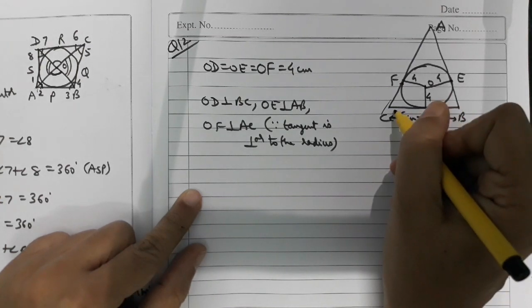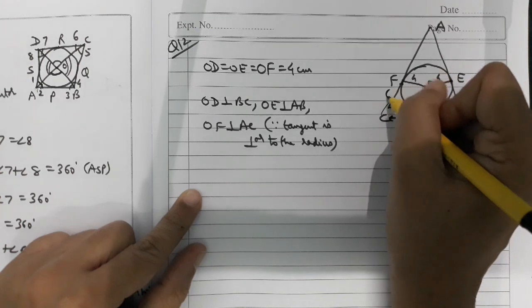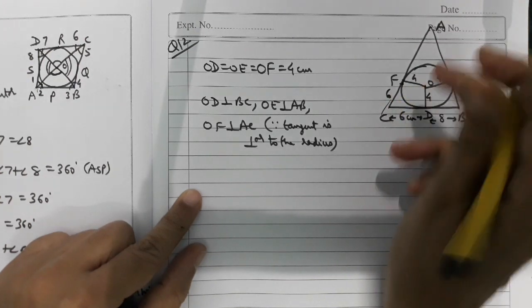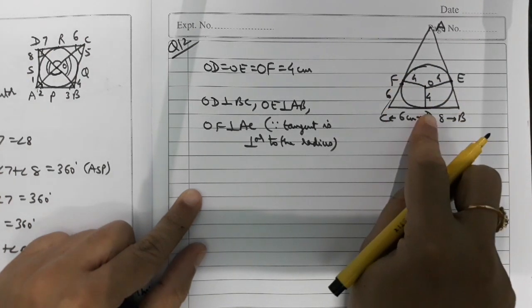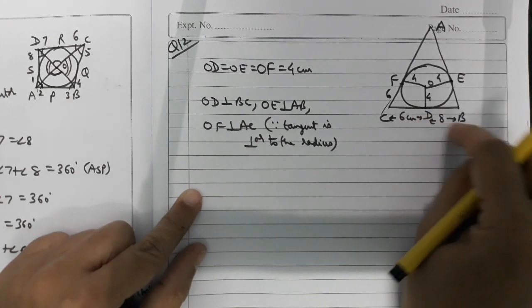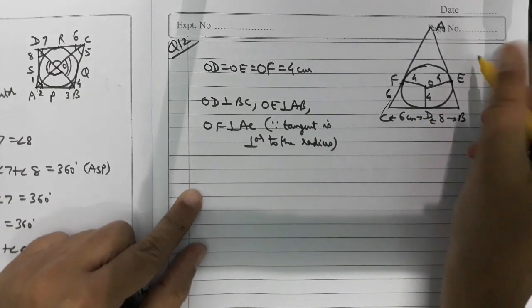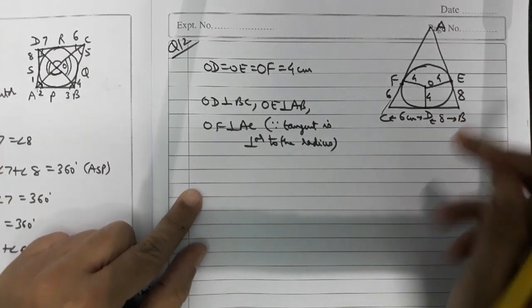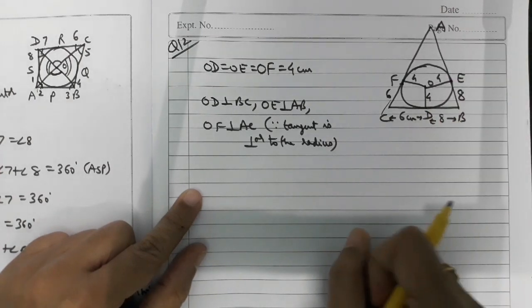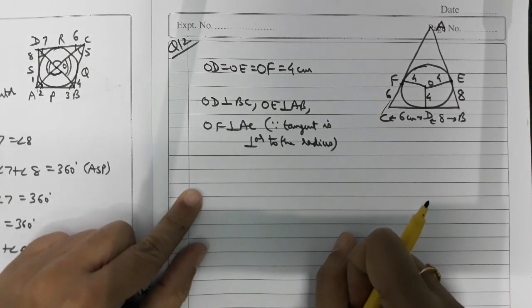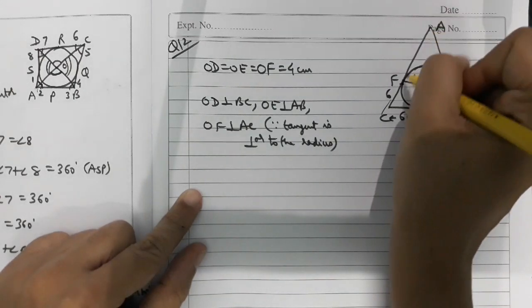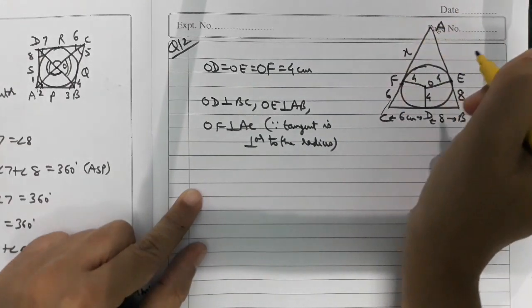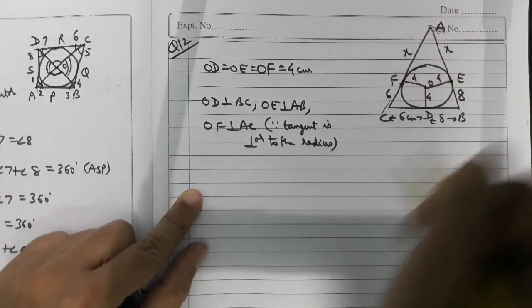So this is given to be 6 centimeters. So this will also be 6 centimeters, because lengths of tangents from an external point to a circle are equal. And if BD is 8 centimeters, so BE will also be 8 centimeters, again because lengths of tangents from an external point to a circle are equal. Now we take this length AF to be X. So AE will also be X.